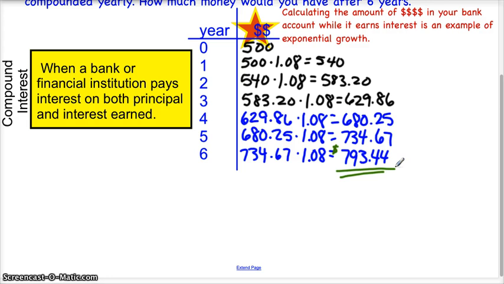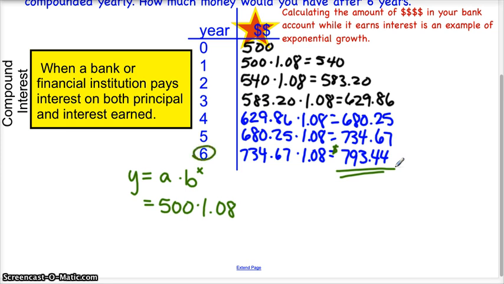We can use the exponential growth model. Remember, exponential functions look like y equals a times b to the x power. A is our starting amount, so I'm going to plug in $500 for A. B is how much it's growing by. Each time it's growing by 1.08 or 108%.